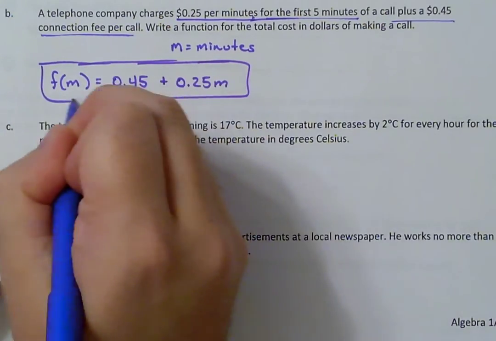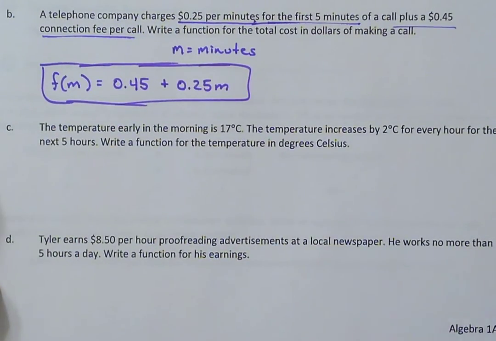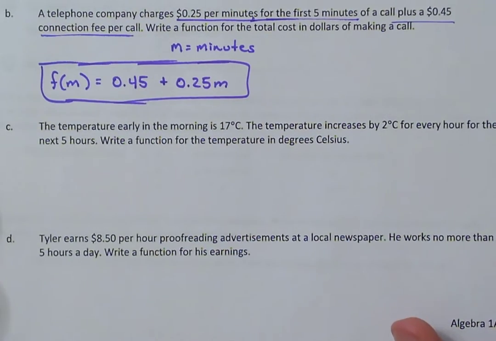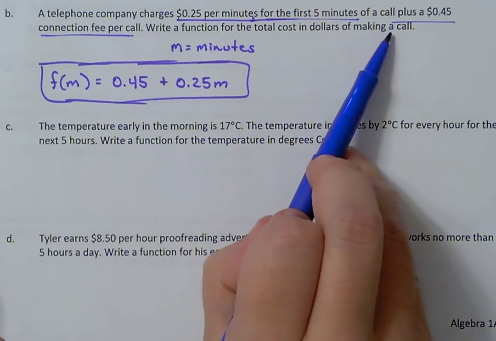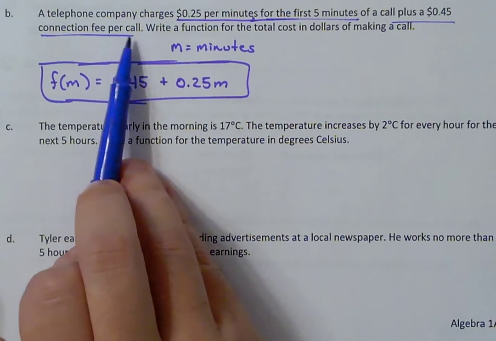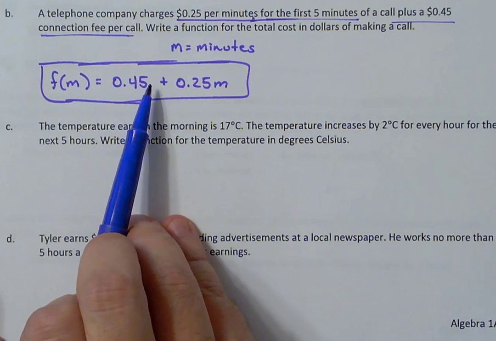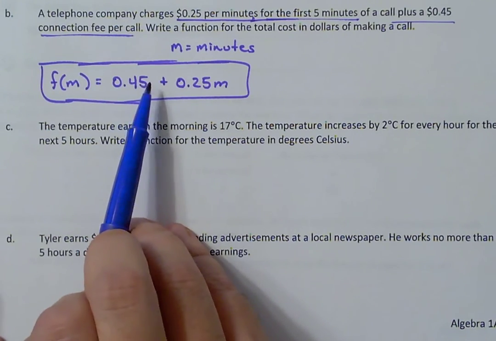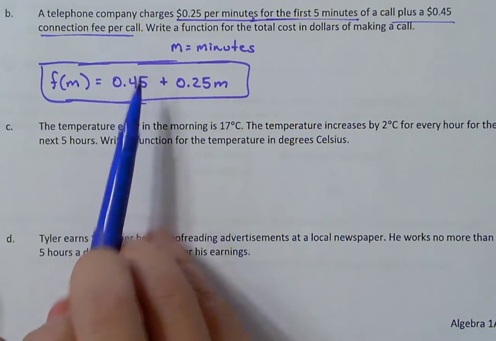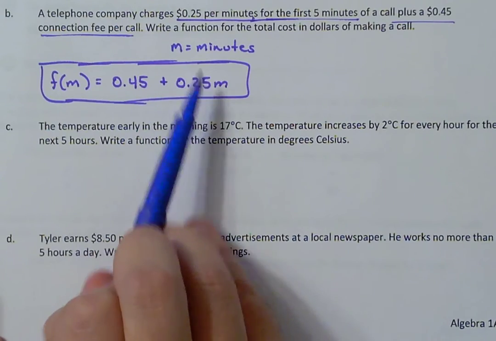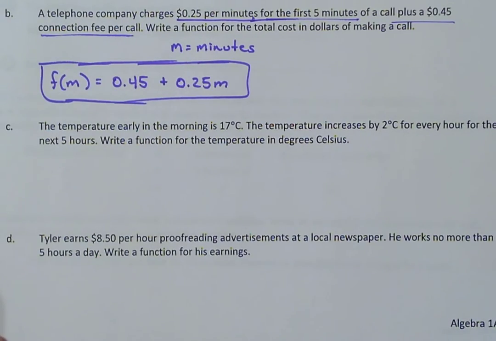Now, this is not talking about a monthly phone bill. We're just talking about the cost to make a call. So I don't need to worry about having a variable for the number of calls. It just wants to know for one call. So one call is 45 cents plus 25 cents per minute.